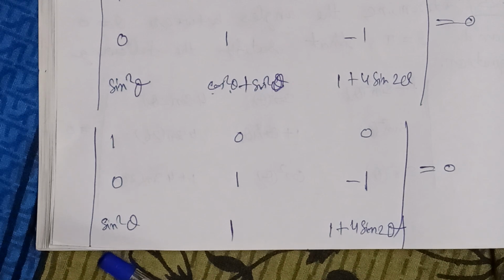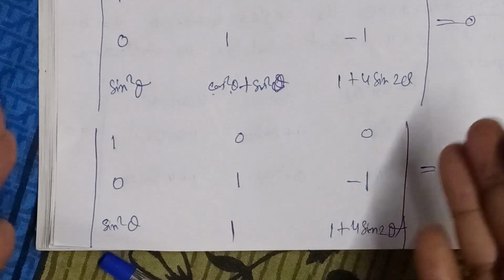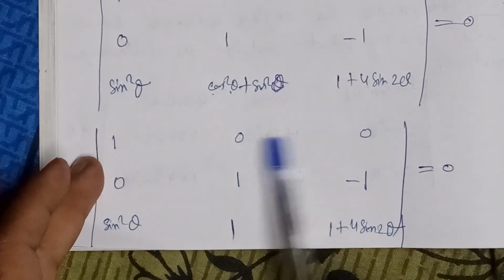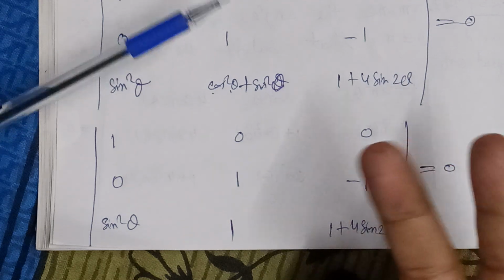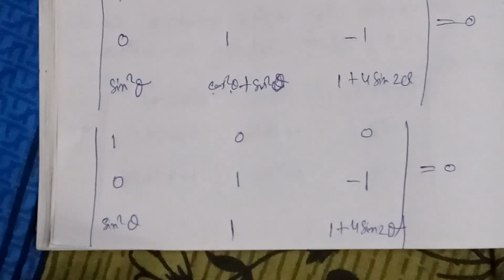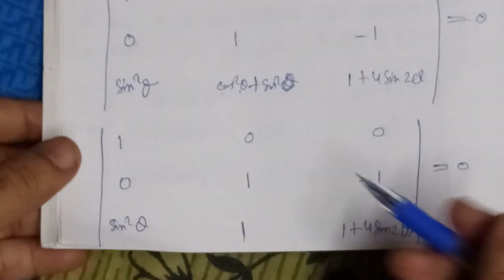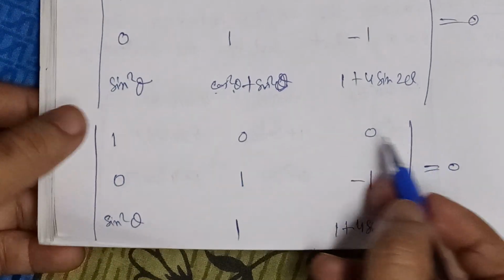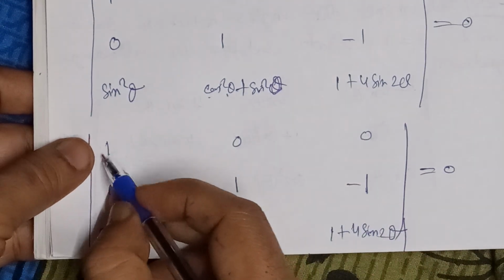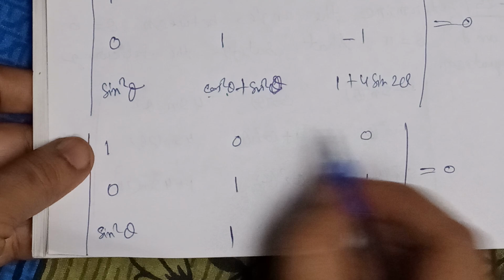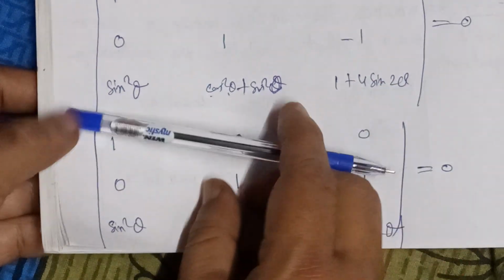so I expand this third row determinant, and we get only a two-row determinant, because there are two zeros in the first row. R1 has two zeros, so we get only a two-row determinant, which can be easily solved. So we expand in terms of R1, because R1 has two zeros, so we write the signs positive, negative, positive. The other values we will not use, because this becomes zero, so we only expand in terms of R1.